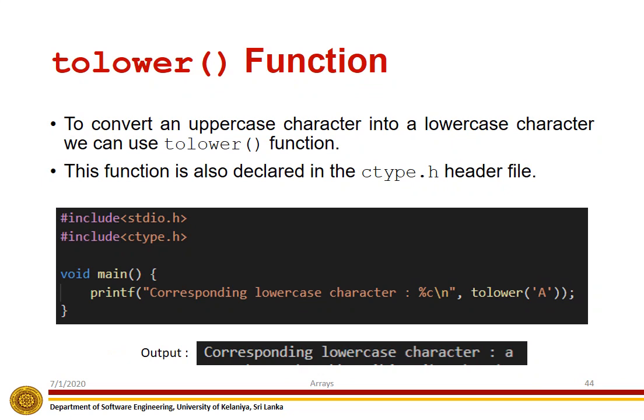Then the toLower function. To convert an uppercase character into a lowercase character, we can use the toLower function. This function is also declared in the ctype.h header file. Here you can see I have given toLower a capital letter, capital A. It will convert it to the lower case letter and output simple a.